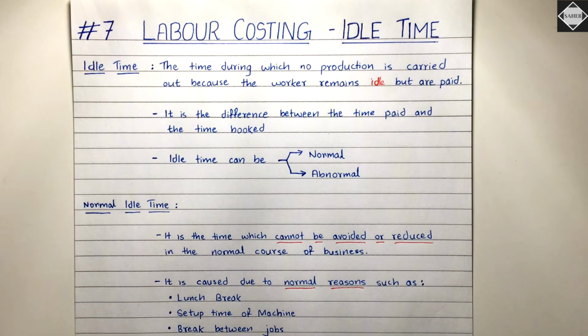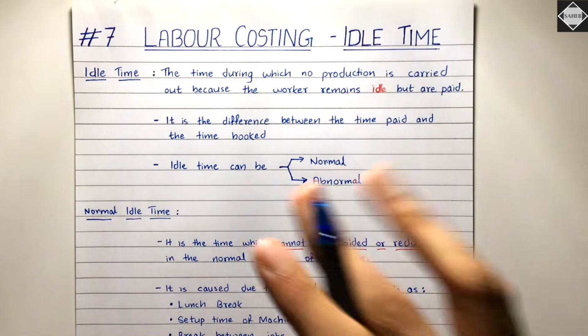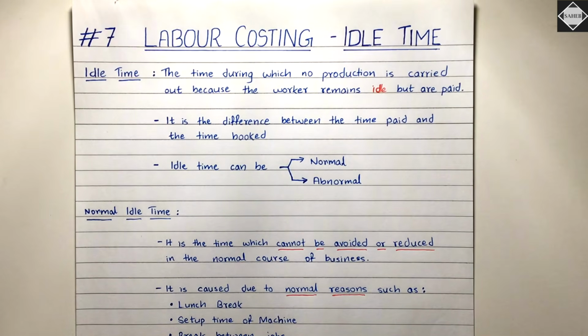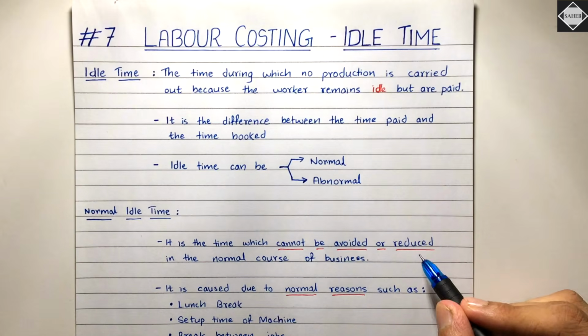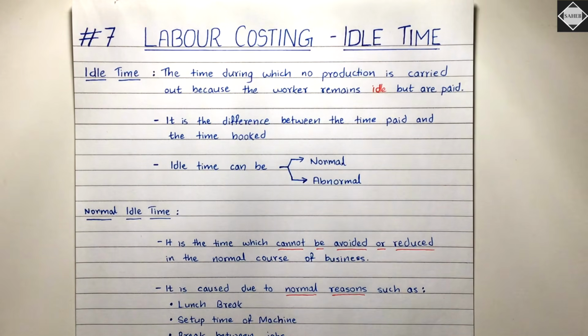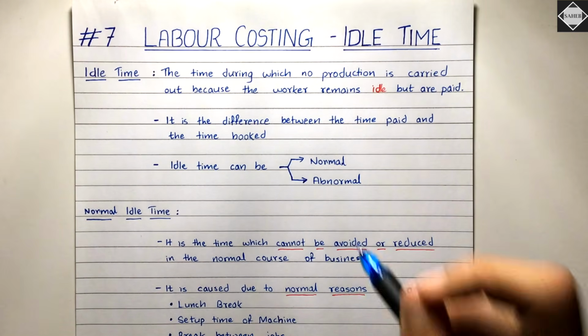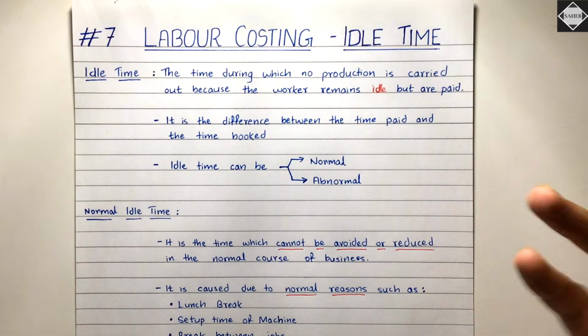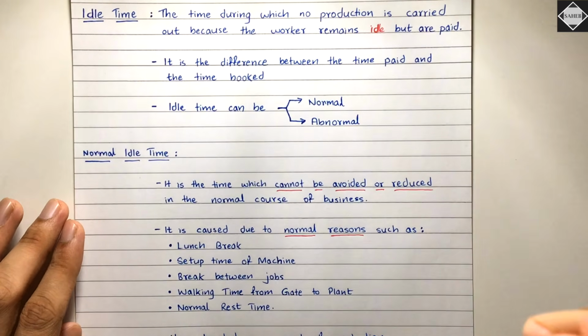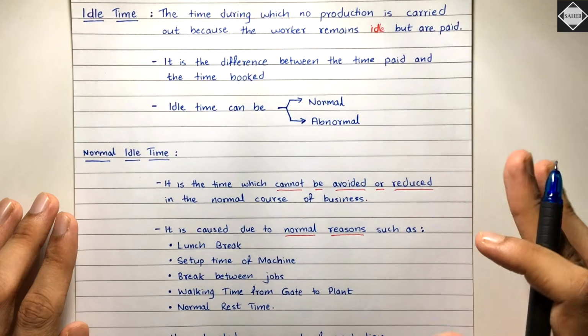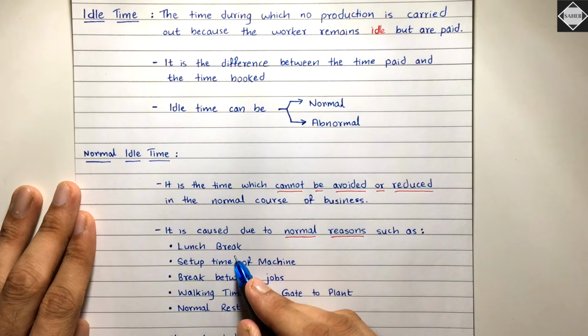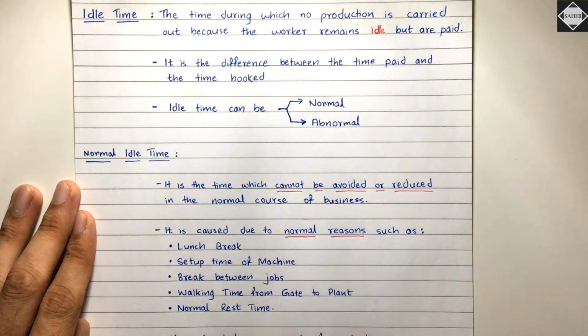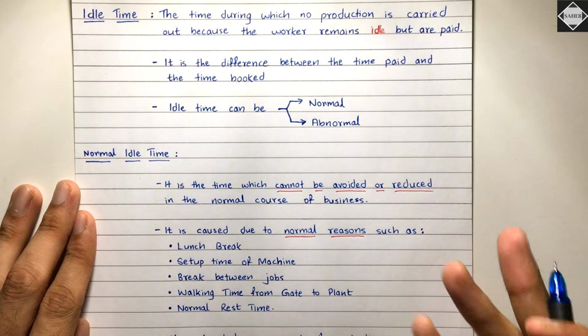So now let's understand what this normal idle time is. Normal idle time is really simple and straightforward. It is the idle time which cannot be avoided or reduced in the normal course of business. It is caused by normal reasons, for example, your workers are humans, right? They would need a lunch break to replenish their energy. They have to eat, isn't it? They are not robots, yeah?